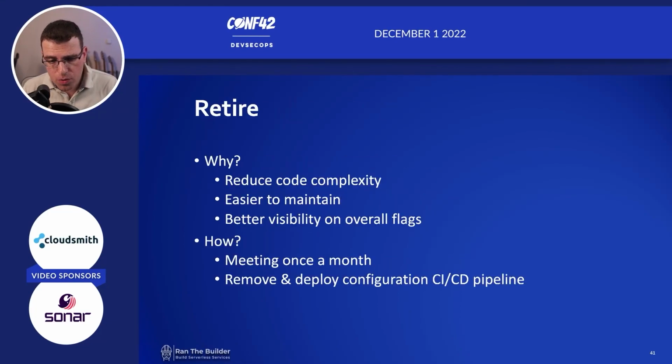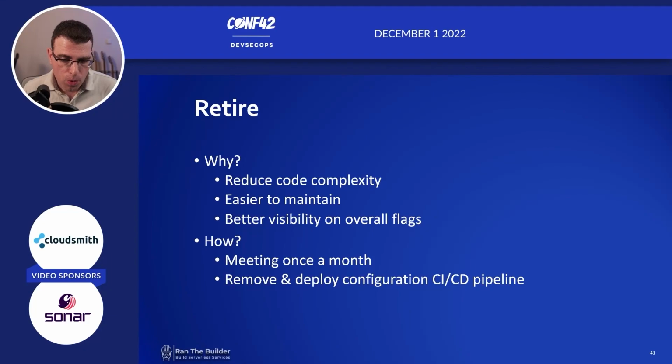And eventually you need to retire the feature flags. And why should you do that? Well, because feature flags add code complexity. You have more tests around it, you have more mocks, you have more if statements and branching in your code. It's more complicated. So at some point we want to retire the features and remove the code.